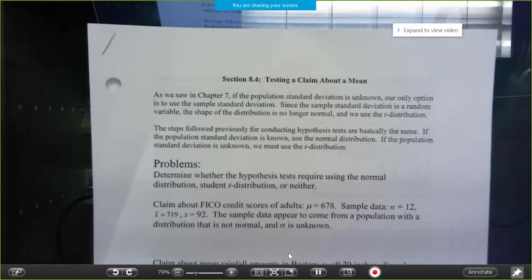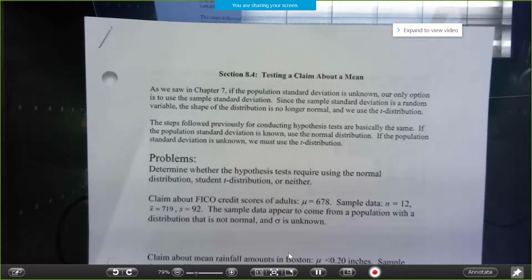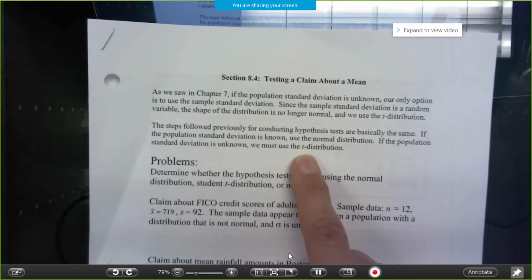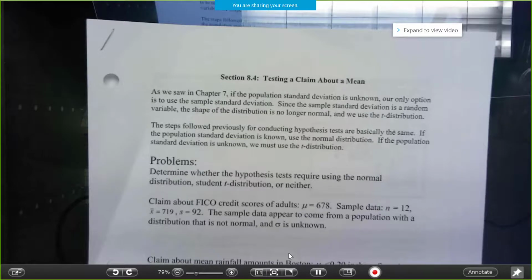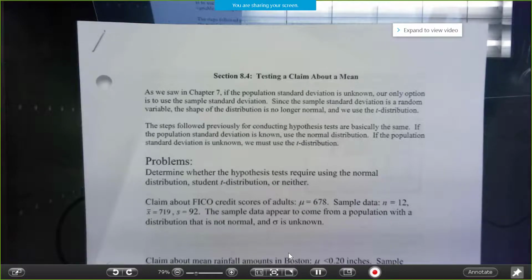The steps followed for conducting hypothesis tests are basically the same as they were when we were doing tests for a proportion. And then when we did confidence intervals, if we did know the population standard deviation, then we could use the normal distribution and z-scores. Otherwise, we have to use the t distribution and t-scores. I am going to show you on the next page that our calculator will really do most of this for us. I've kind of made us do it sort of by hand, but sort of with technology up to this point. But we'll see today that our calculator will actually do most of the work for us.